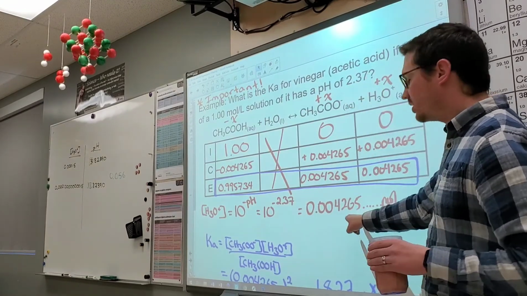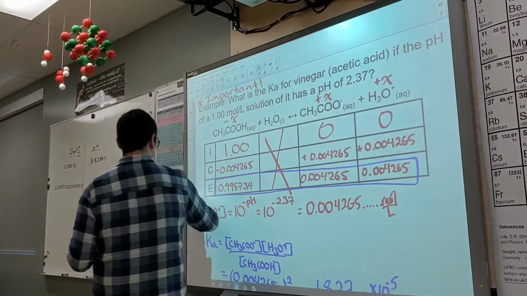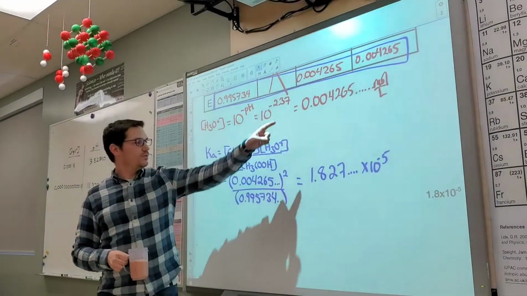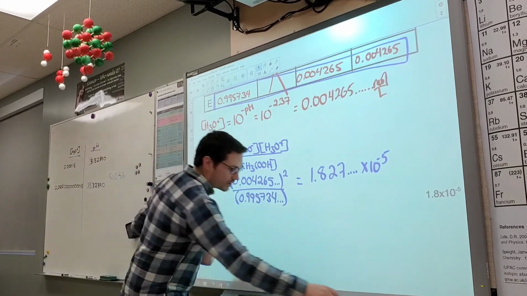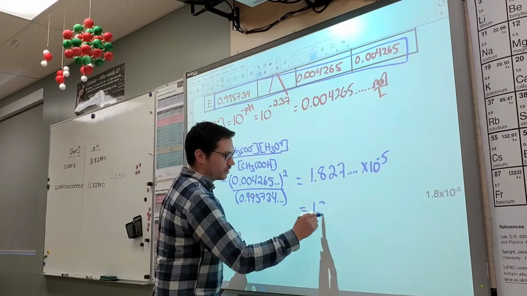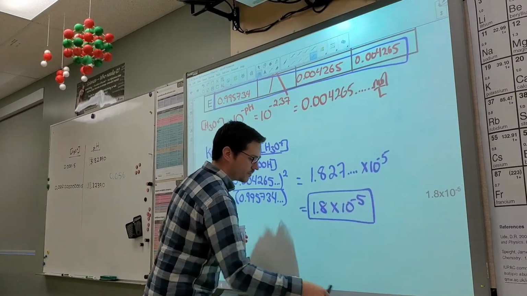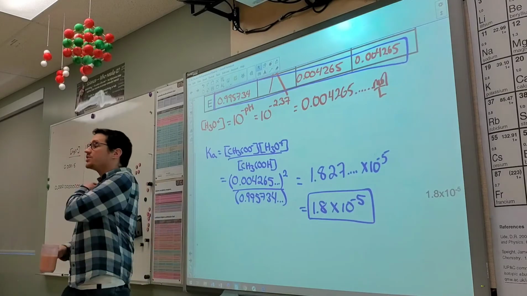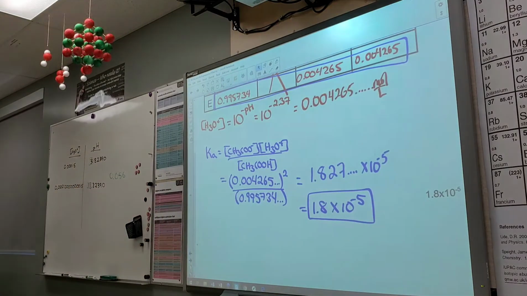So we got 2 significant digits, so we could have rounded there, not really, because we're not done, but anyways, we should round to 2. So what's our actual answer? 1.8 times 10 to the negative 5. Okay. So when you look at your data booklet, all of these Kas, how many significant digits do they have?